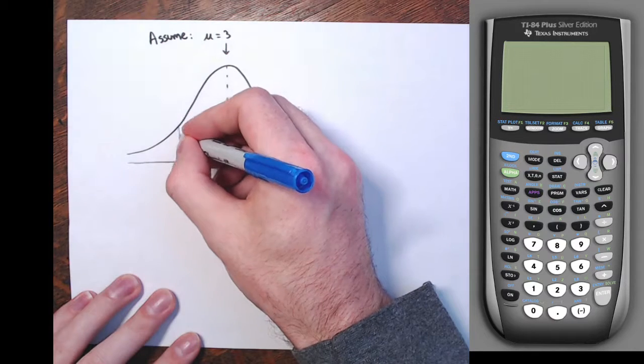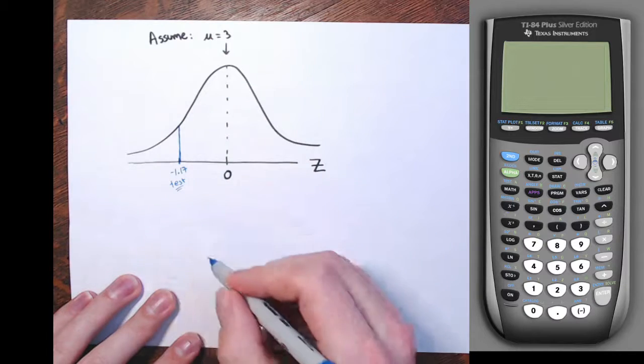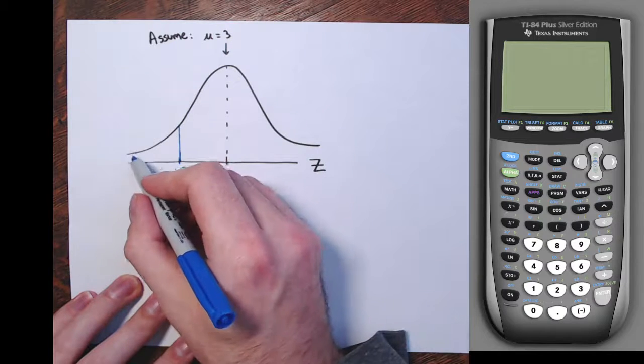So let's do this. All right. Now this test statistic is below the mean, so I'm going to find the area to the left of it.